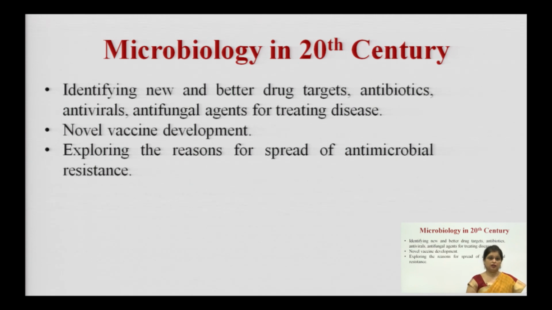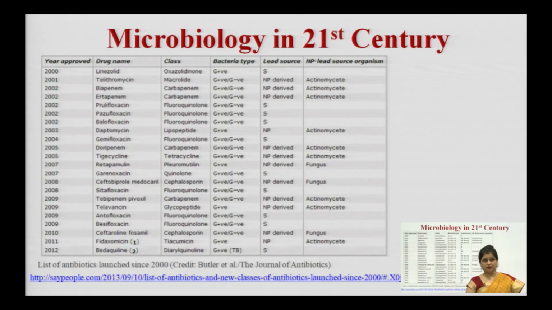The antimicrobial agents are not effective enough to kill the microorganism or to cure the disease. So, resistance is being developed, and in this era most scientists are exploring the reasons for the spread of antimicrobial resistance. So, these are the various new agents which are being developed in the 20th century.